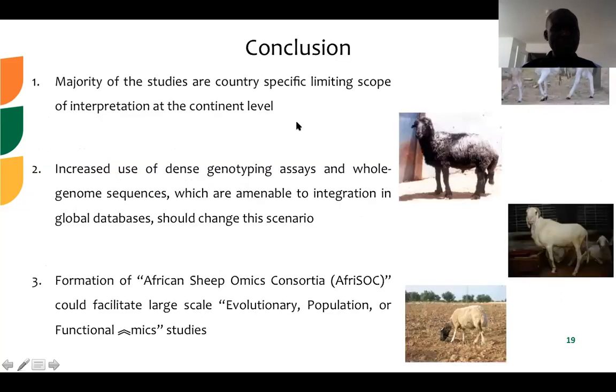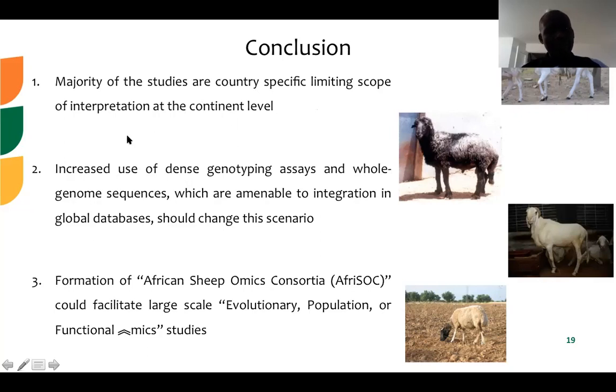So from the few studies that you have seen that have been done on African sheep, what can we conclude about them? First of all, the majority of the studies are country specific. And because of this, they tend to limit the scope of interpretation of the results that have been obtained, not only at the continental level, but also at the global level.